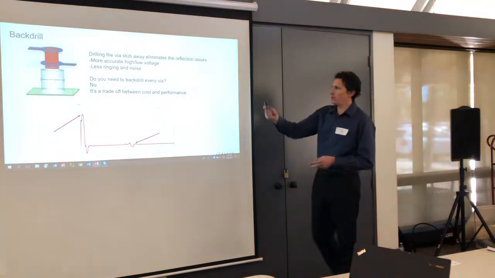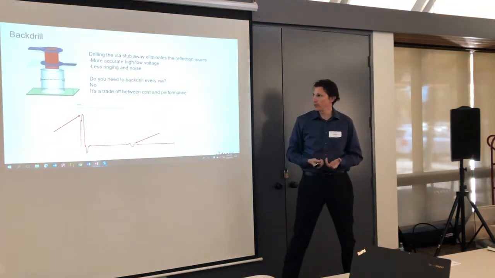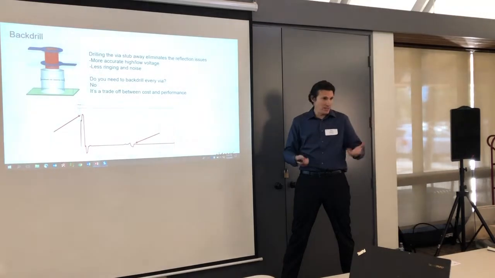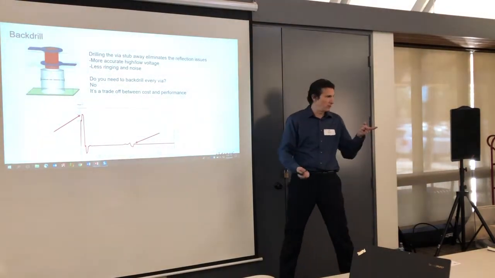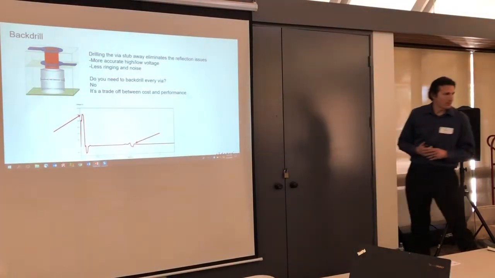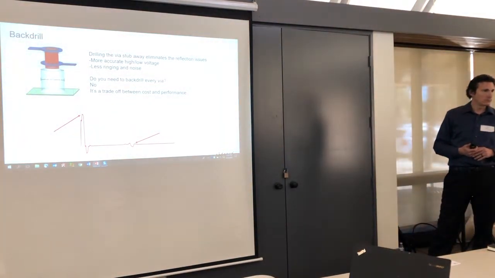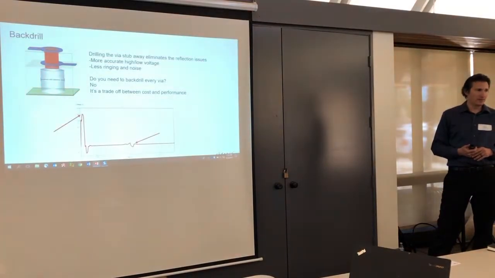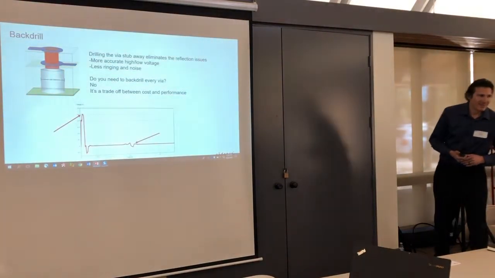And so drilling away the via stub, right, that can eliminate those reflection issues. But like you kind of asked, do you need to back drill all of them? No. It's always going to be a trade-off of cost and performance, yeah. It's not like, instead of just going down to layer 2, you go down to like the bottom minus 1 or something, or minus 3. Do you still need it, or when do you really?